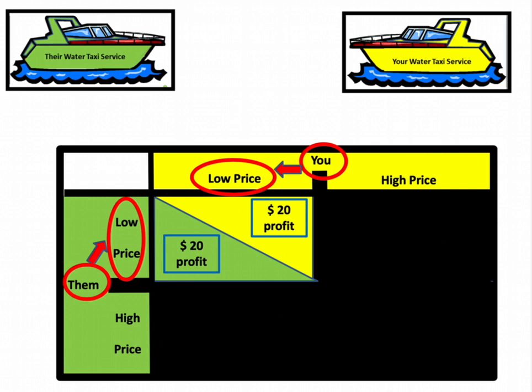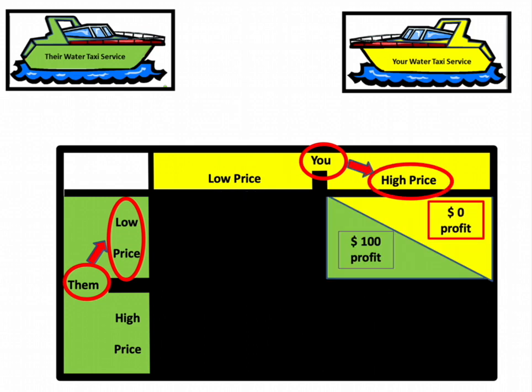If you and your competitor both charge the low price, you're going to split the business. You get half of the customers and they get half of the customers. That means that in this case, you'll each make $20 profit. You could add as many zeros as you want, but for simplicity's sake, we're going to use easy numbers. So that's pretty straightforward.